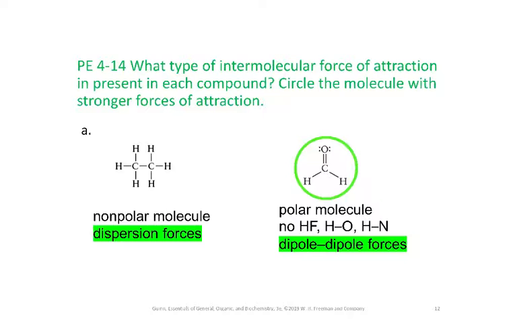Now, to clear up, it does have hydrogens and it does have oxygens, and the oxygen has the partial negative, hydrogens have the partial positive. But in order to have hydrogen bonding, the oxygens have to actually be bonded to a hydrogen, and in this case, the hydrogens are bonded to carbon. So even though oxygens and hydrogens are present, it is not hydrogen bonding. We have dipole-dipole forces.